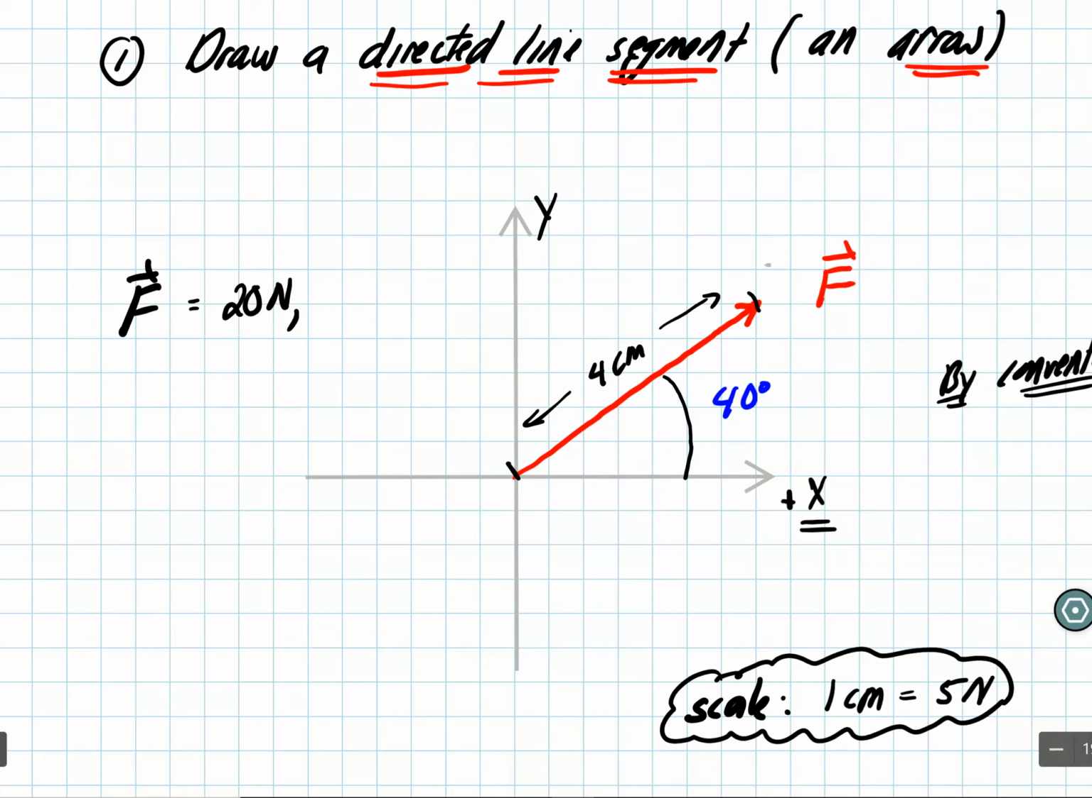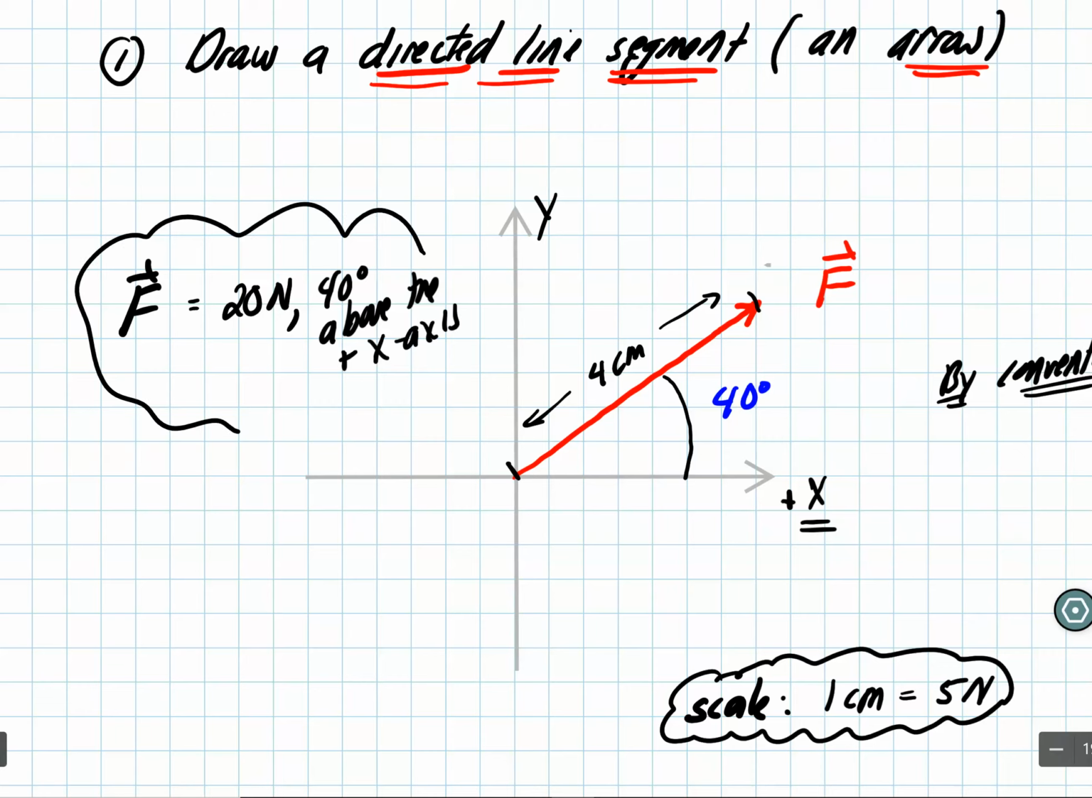So we would say then, okay, the orientation is 40 degrees. And you know which 40 degrees? We have to be a little bit more specific. So we're going to say 40 degrees above the positive x-axis. We will be doing this later in more detail. Okay, so it turns out that the directed line segment does fully describe a vector quantity. It's a little bit of a hassle. You got to have a ruler in your pocket.